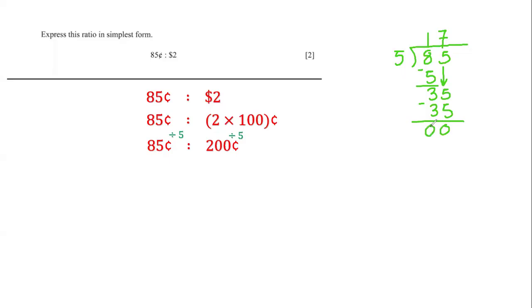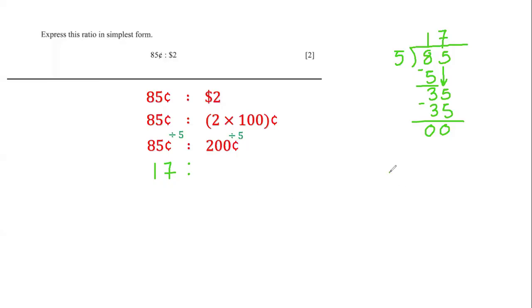So that means it is going to be 17 on this side. Now for the other side, you have to do 200 divided by 5. When you divide 200 by 5, what do you get? 40. Say it again. 40. Okay.